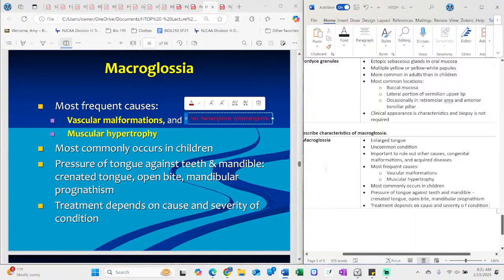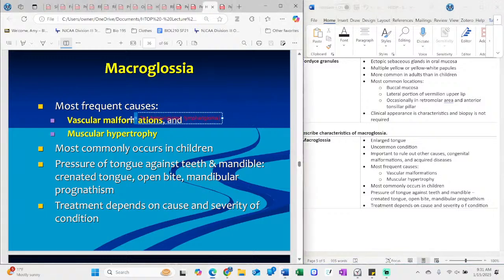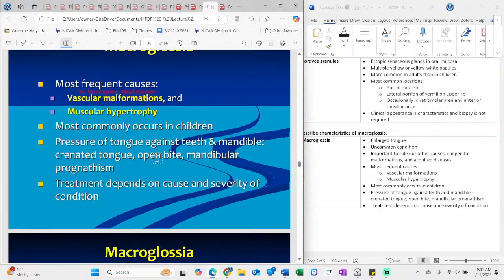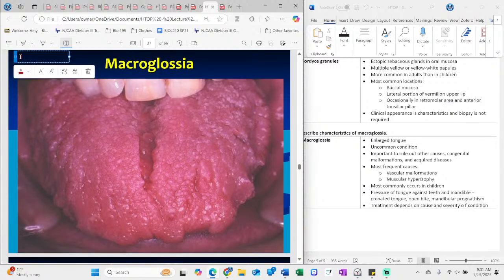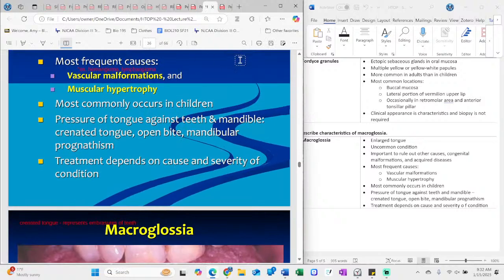So most commonly, macroglossia affects children. But when a patient has a large tongue, the pressure of that tongue against the mandible or against the teeth, because now the tongue is pushing continuously against the teeth and the mandible also, can result in crenated lateral borders of the tongue, which represent the embrasures between the teeth. And as a result of that continuous pushing of the mandible, that can also result in mandibular prognathism. So the mandible can move forward over time. It can result in an open bite also.